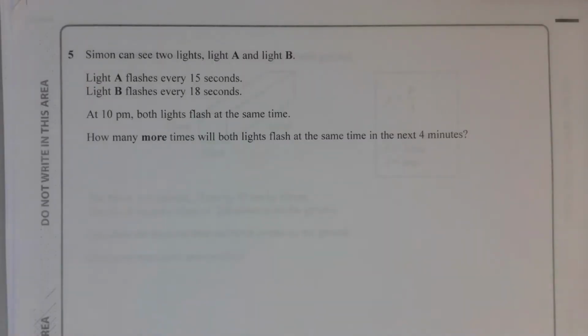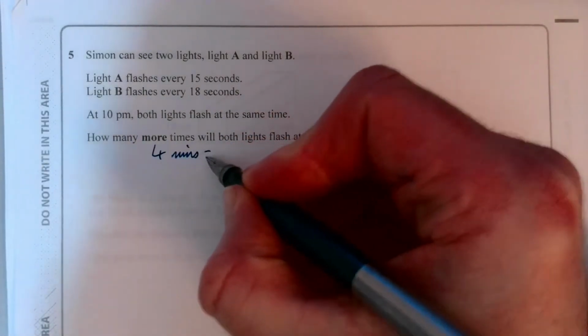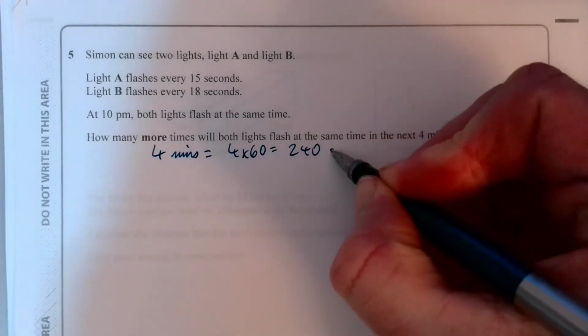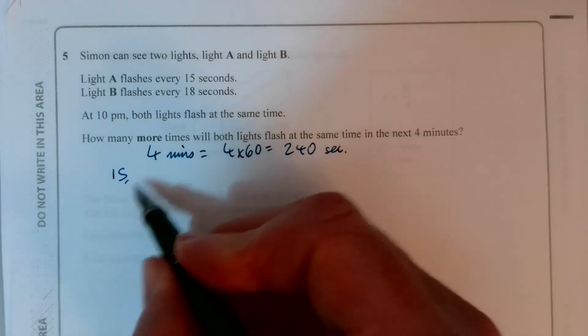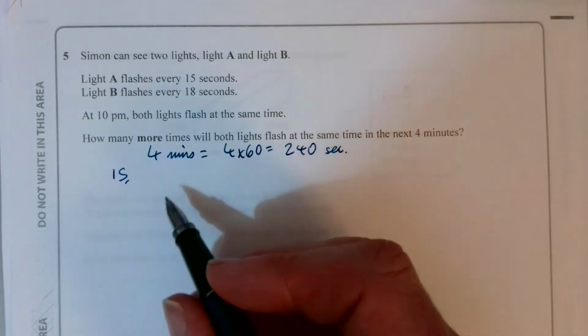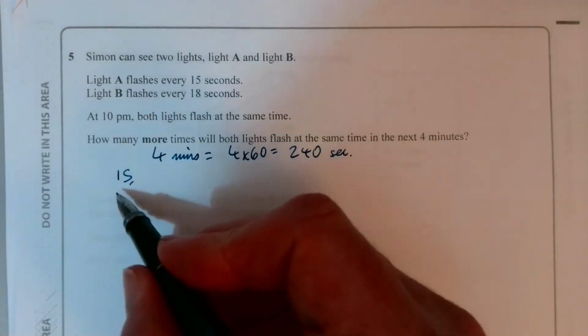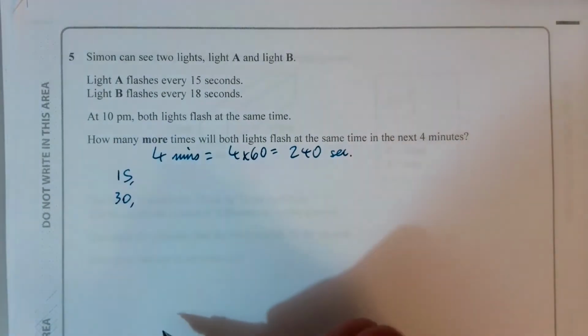Right, Simon's seeing 2 lights flashing every 15 and every 18. At 10 p.m. they both flash the same time. In the next 4 minutes, so 4 minutes equals 4 times 60 is 240 seconds. So if we've got 15 and 18, we need to know the lowest common multiple first of all, when they both come up together. So we've got 15, 30, and you could do it this way.